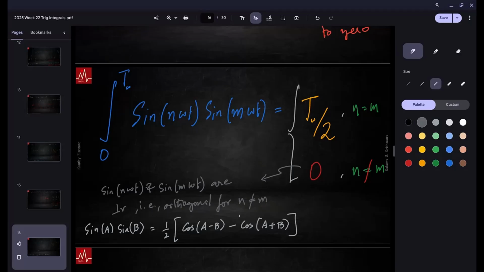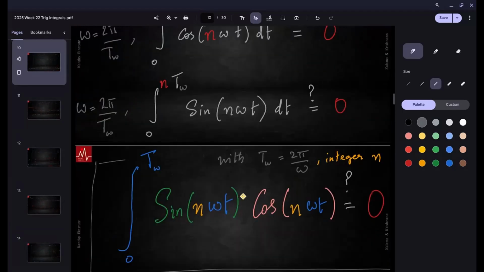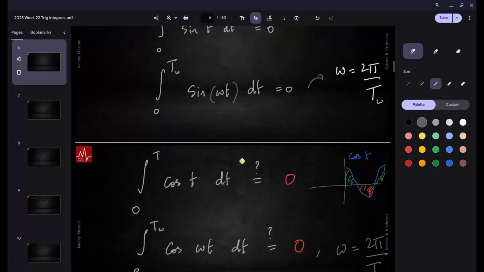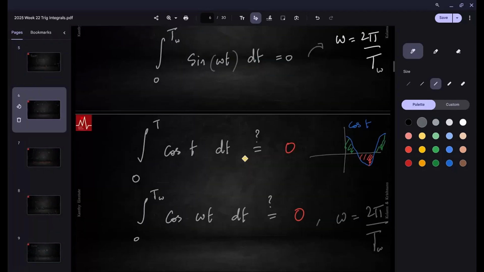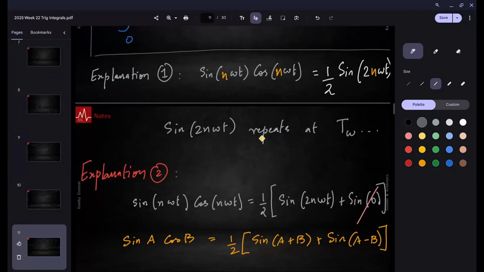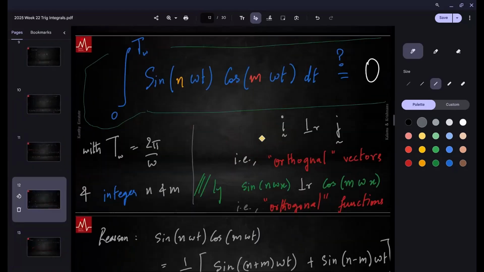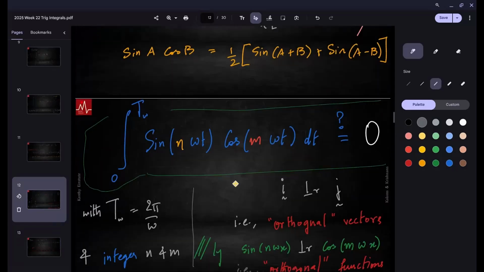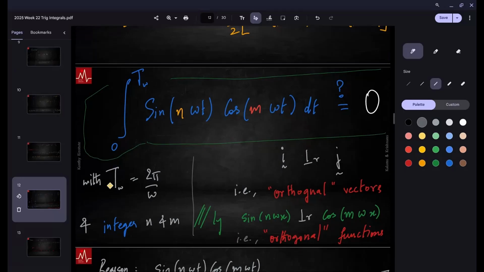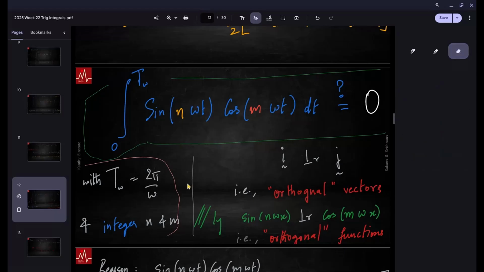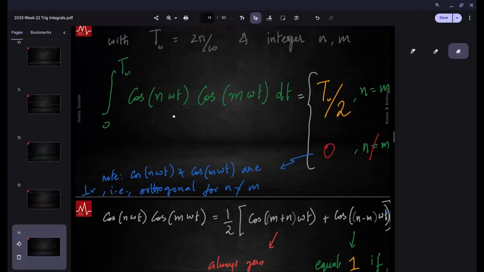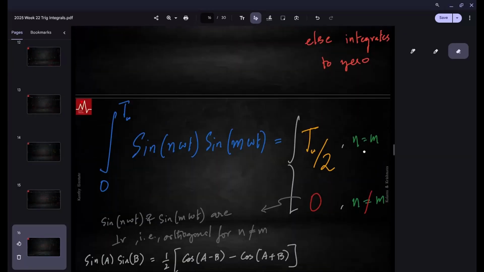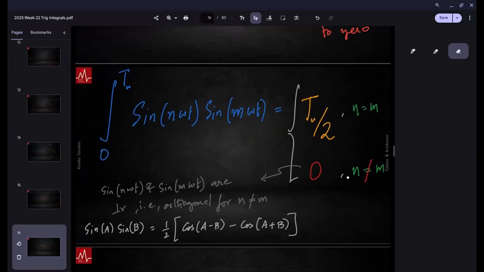So bottom line, all the integrals we saw today, they are all 0 except for two cases. All full time period integrals, all of them are 0. Any sine cos is 0. Okay, and then cos is T by 2 if n equals m, otherwise it's a 0. Sine is also T by 2 if n equals m, otherwise it's a 0.